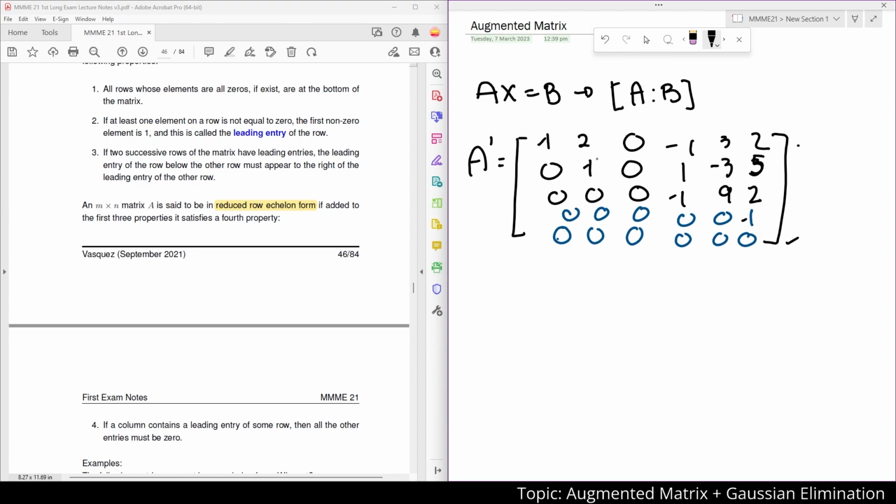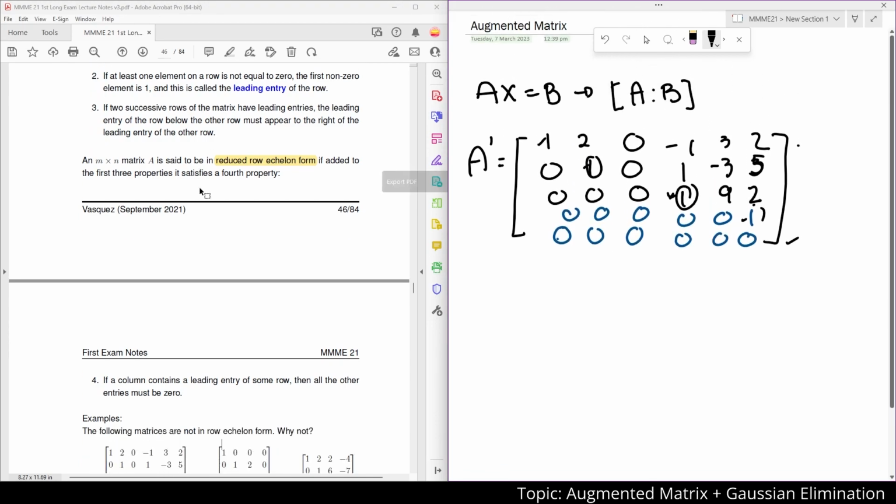Is this one. Then we go down again. We go down here. Ito, nasa kanan. Itong next leading entry natin, this one, 1, 2, nasa right niya. Then itong last one, nasa right din siya. Nandito. So this is in row echelon form.